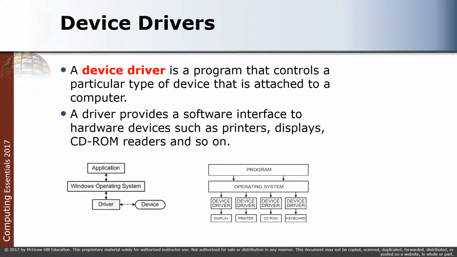Okay, we move on to the third type of system software, which is the device drivers. So device drivers. What is a device driver? Yeah, the definition is there. A device driver is a program. Remember, it is software. What does it do? It controls a particular type of device that is attached to a computer.